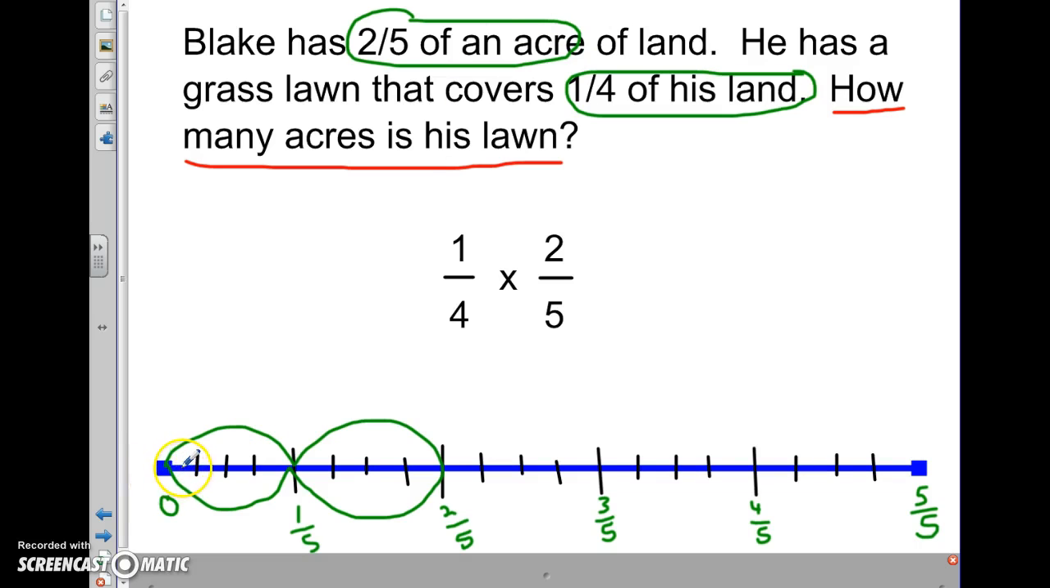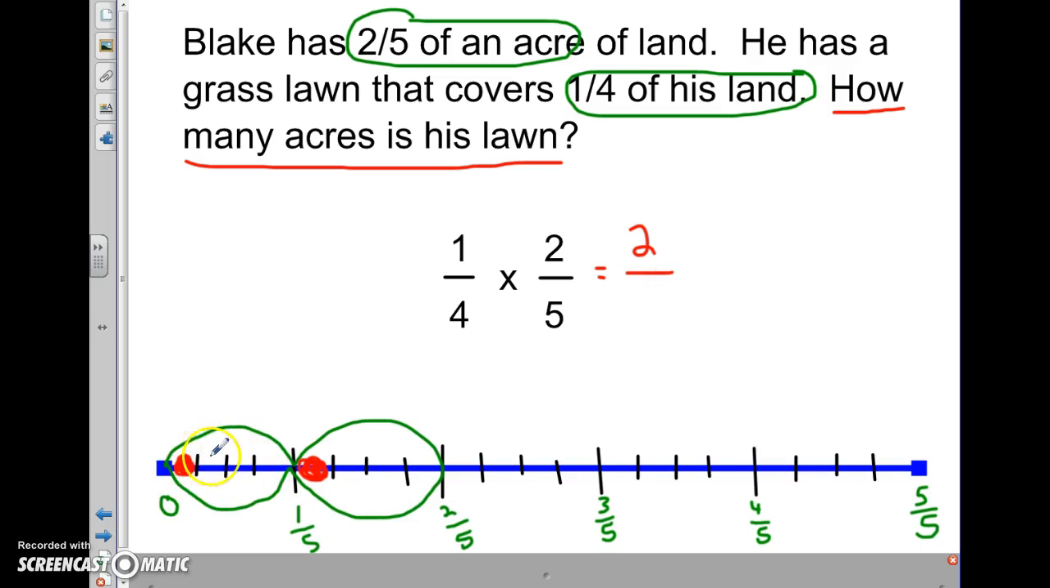Remember, in this section right here there's 4, right? So I'm going to have 1/4 of this fifth shaded in red. That represents part of 1/5 of an acre. We've got 1/4 of it lawn, and then there's also 1/4 of this section. So how many sections do we have that are shaded in red? We have 2.